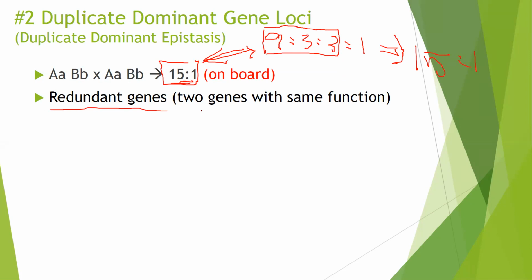Usually in this case, we're going to see redundant gene function for these two genes. There are two genes in this organism. However, these two genes are doing the same thing. That's why you're going to see this kind of ratio.